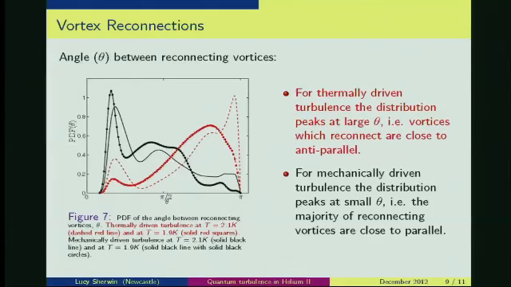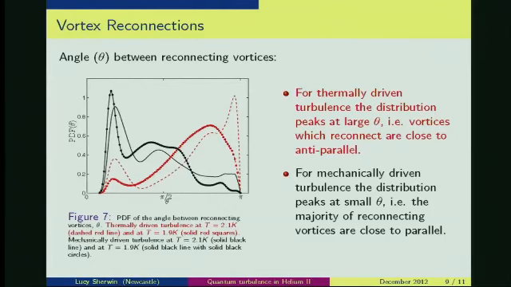Okay, so now we're going to look at the angle the vortices present to one another when they are reconnecting. So we've plotted this angle theta for both thermally driven turbulence and mechanically driven turbulence. And we've chosen to look at this at 2 different temperatures, both of which would be experimentally achievable, 2.1 Kelvin and 1.9 Kelvin. So from the plots here, we can see that mechanically driven turbulence, which are these black lines, the peaks are around 0. And that's to say that the vortices are close to parallel when they're reconnecting.